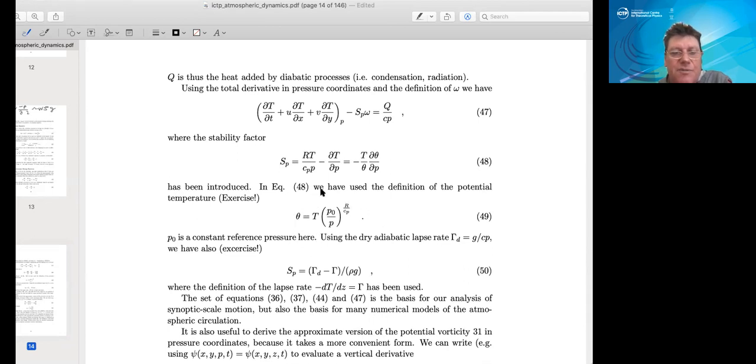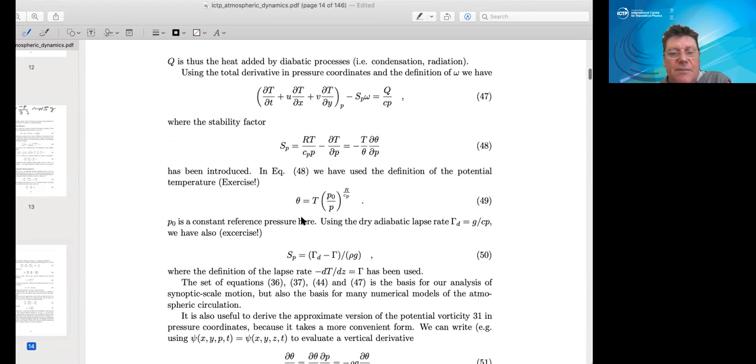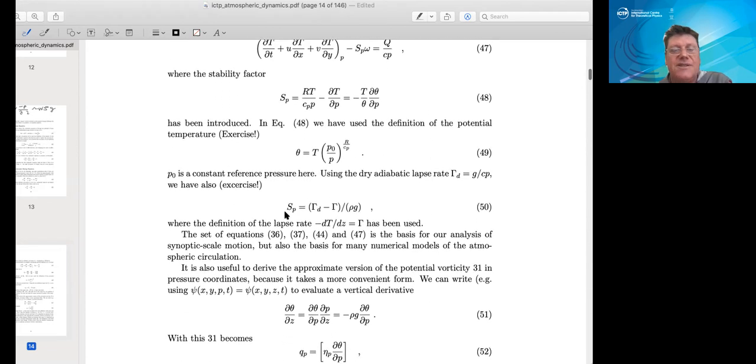This nonlinear transformation between temperature and potential temperature. But if you use this, you can show that the stability parameter can be expressed as the dry adiabatic lapse rate, the one that you named, which is about 10 Kelvin or 10 Celsius per kilometer, minus the actual lapse rate of the atmosphere, divided by rho over g.